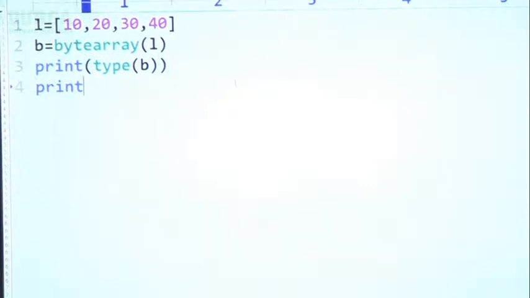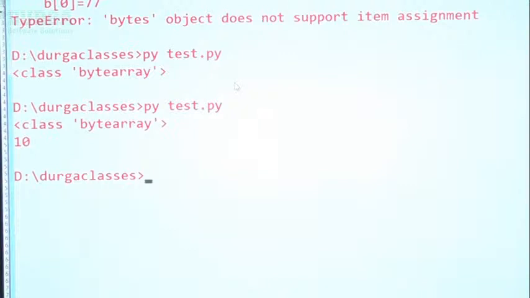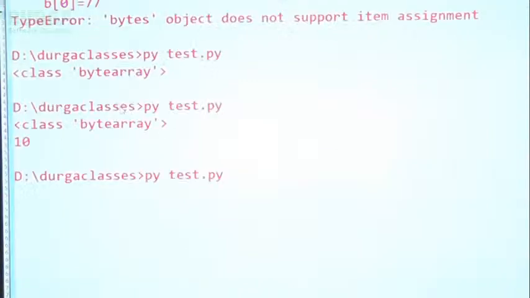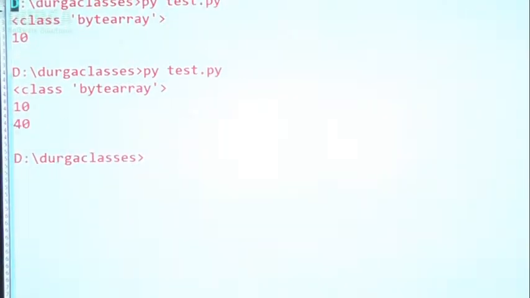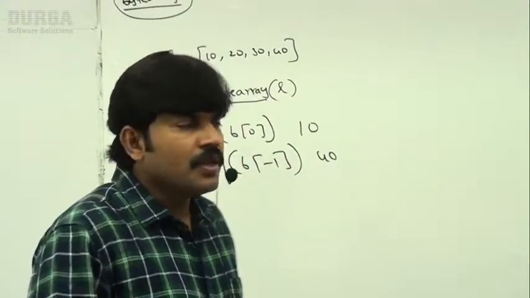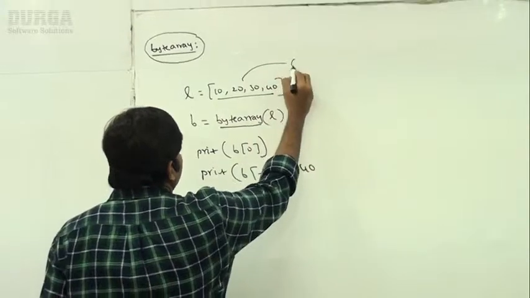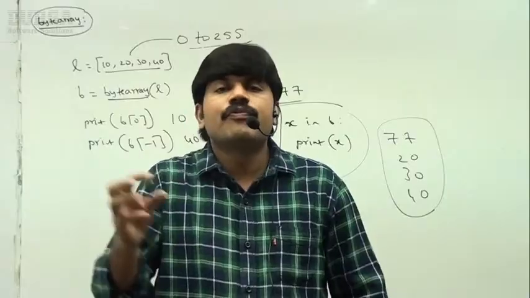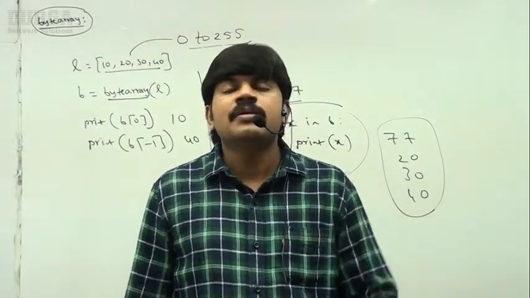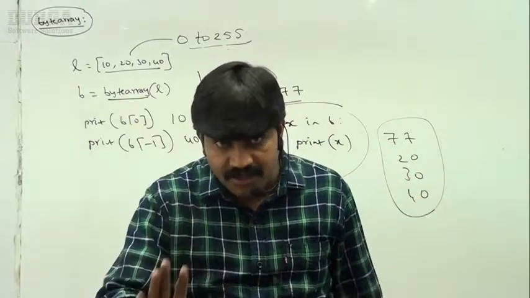Now what is the first element in that? I'm trying to take b of 0. The answer is 10. Okay, b of -1 I'm taking. The last element, 40, we are getting. So it's very clear how to create a byte array, right? Here the values also should be in the range 0 to 255. If you are going to handle binary data like images, video files, audio files, then these data types are compulsory. Clear, right?